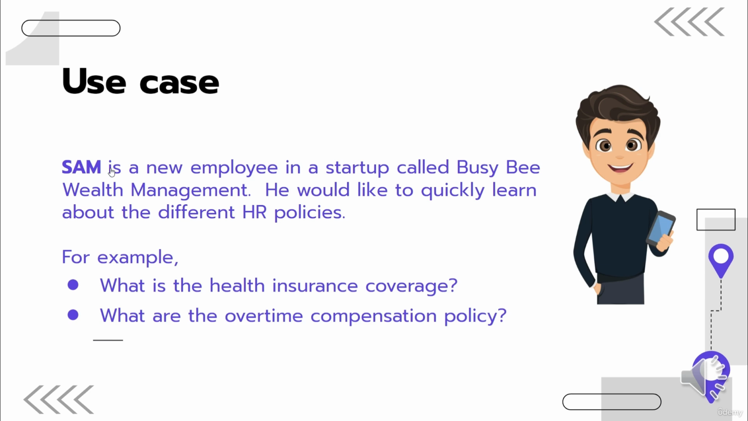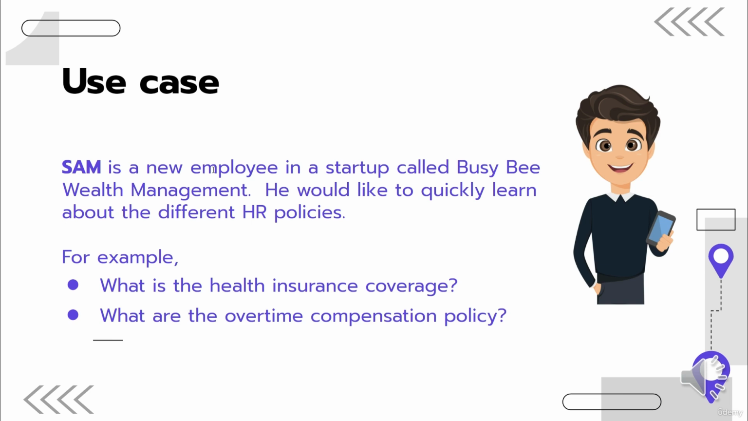Fortunately, BusyBee has an AI-powered HR assistant that can quickly and accurately provide this information. Sam simply types his question into the chat interface. What is the health insurance coverage? The AI assistant quickly responds with detailed information about the company's health insurance plan, including the types of coverage available, deductibles, copays, and any limitations or exclusions. Sam is pleased with the quick response and feels more confident about his healthcare options.